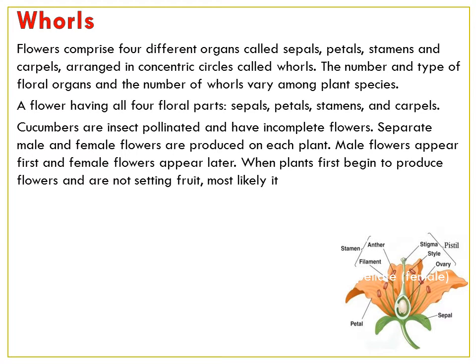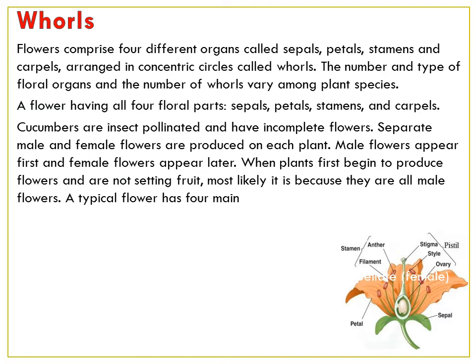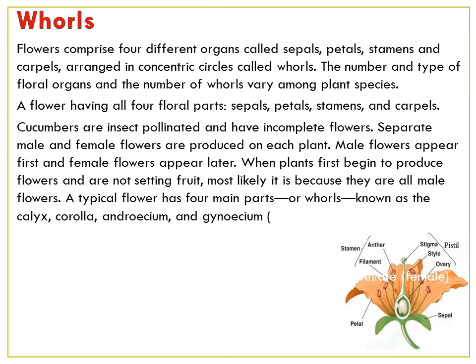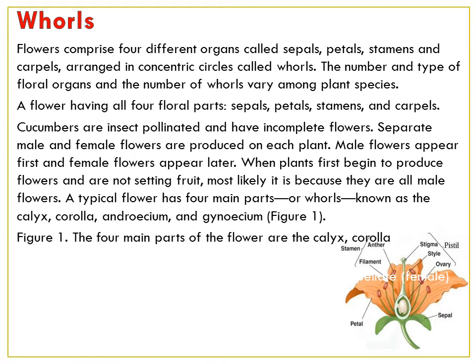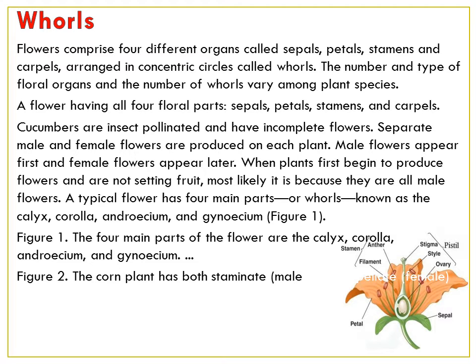Cucumbers are insect pollinated and these are incomplete flowers. Cucumber is an incomplete flower. Separate male and female flowers are produced on each plant. Male flowers appear first and female flowers appear later. When the plant first begins to produce flowers and is not setting fruit, most likely it is because they are all male flowers. We don't find fruit in it.